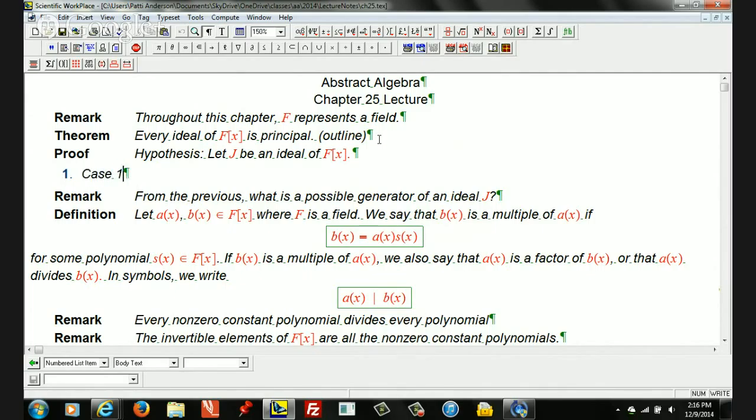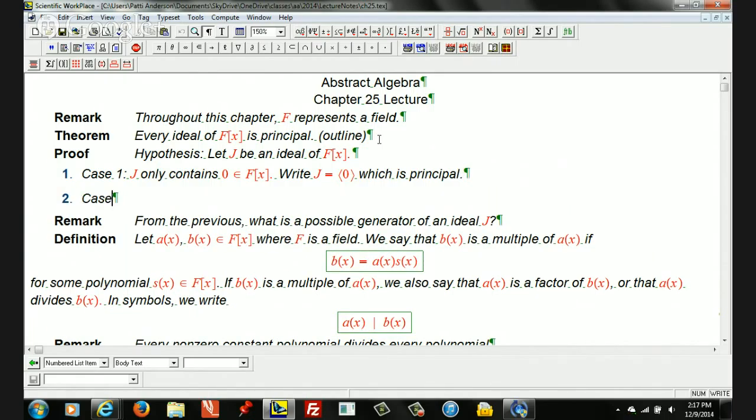So the first case we're going to have is that J only contains the 0 element. So that would be our 0 polynomial. But if J contains only the 0 polynomial, then what happens? How can you write J? J is equal to 0, which is principal. So the second case, J has a non-zero element.